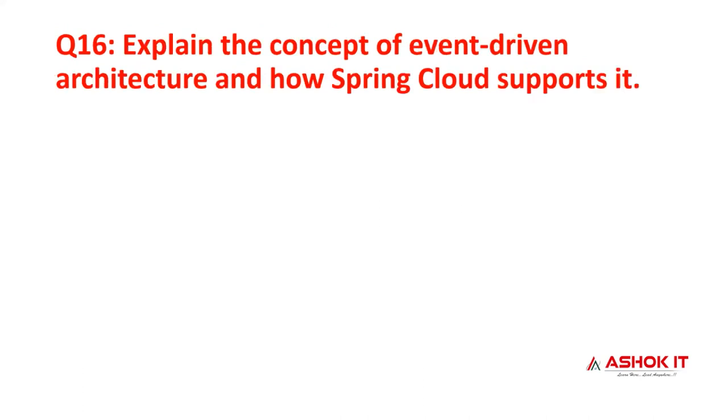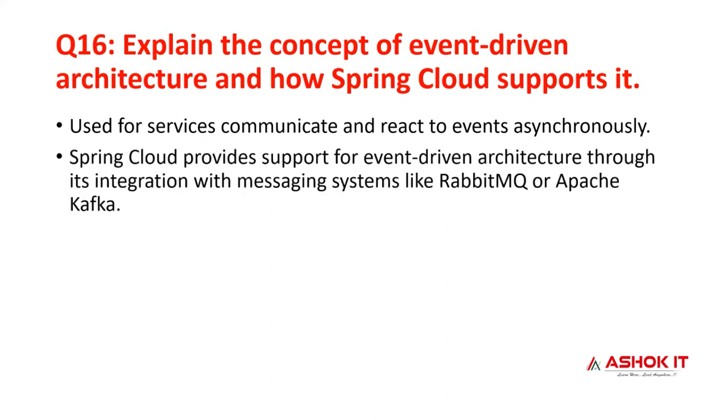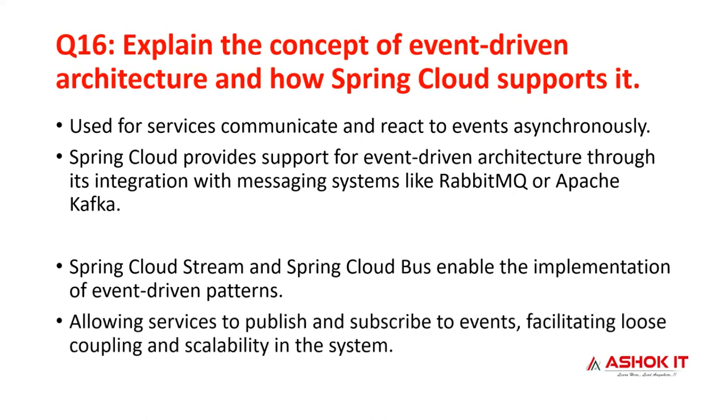Question number 16. Explain the concept of event-driven architecture and how Spring Cloud supports it. Event-driven architecture is to connect microservice communication in asynchronous manner. For that we can use message queues, RabbitMQ or Kafka in asynchronous programming, or we can use Spring Cloud Stream, Spring Cloud Bus concept to implement this event-driven pattern. We can also use a mechanism of publish and subscribe to the events. That supports loose coupling and scalability of the system.